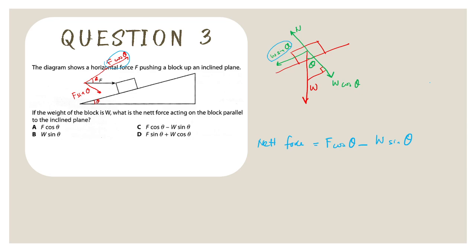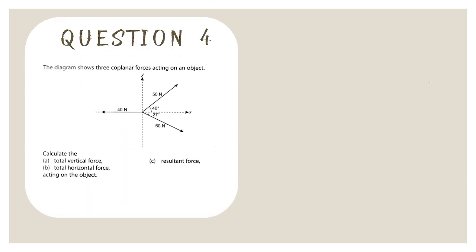Next question. Question number 4. The diagram shows three coplanar forces acting on an object. Calculate the total vertical force, total horizontal force, and the resultant force. Okay, so this one you can use the table method, the one I taught you before. Okay, so we're going to resolve every force. For this one I rename as F1, this one I rename as F2, this one I rename as F3. Okay, and 50 Newton over here.